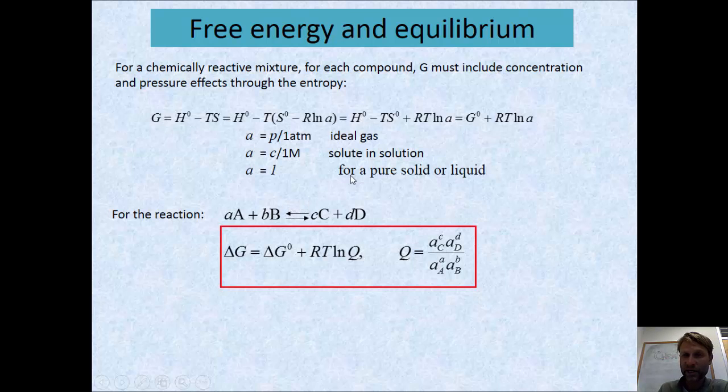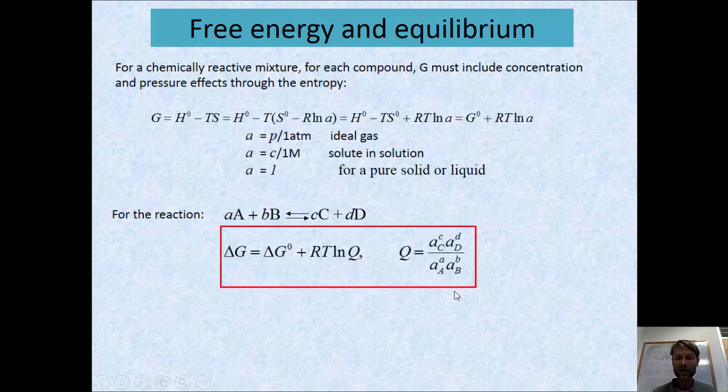And so for every component in the system, we have a G, and this gives rise to this very important equation, which says that the change in free energy for any chemical reaction at non-standard conditions, or taking into account the pressure effects, is equal to the free energy change under standard conditions, 1 atmosphere pressure, 298 K, plus this correction factor, which is the gas constant, the temperature, and this Q value. And Q is a ratio of the activities of the products divided by the activities of the reactants, and each of these are raised to their stoichiometric coefficients.